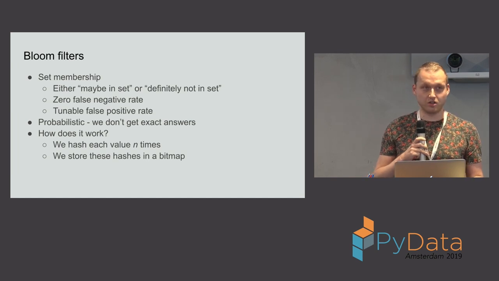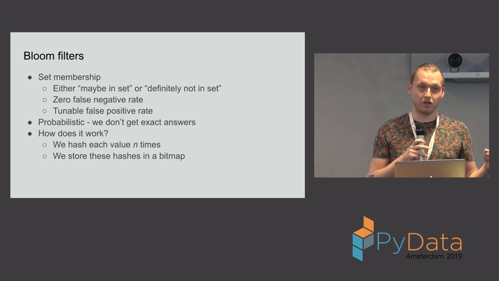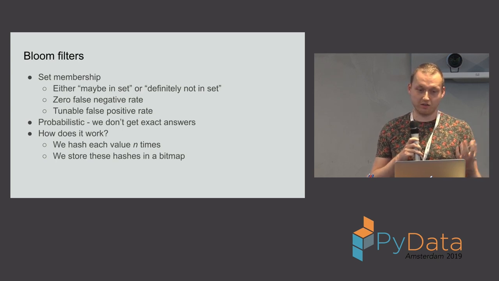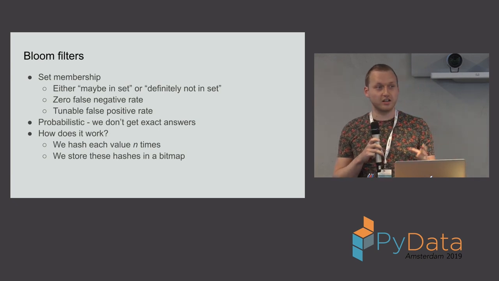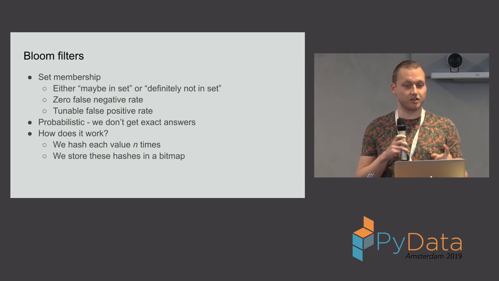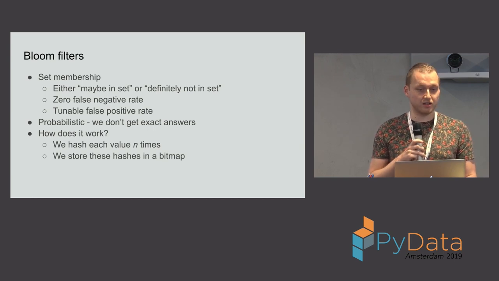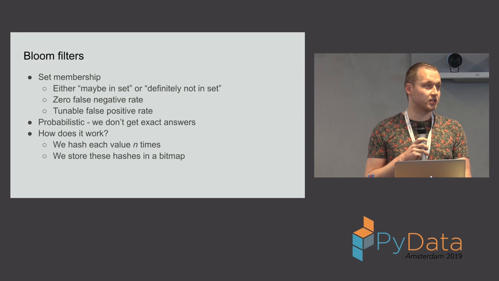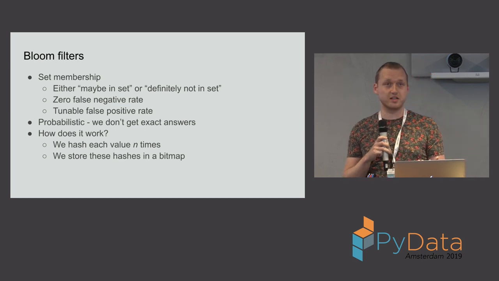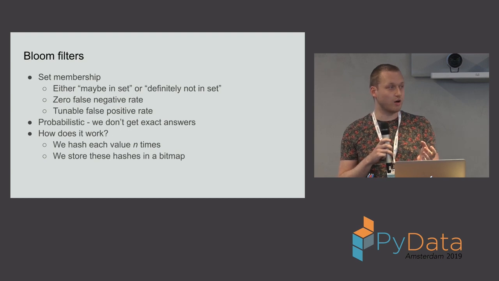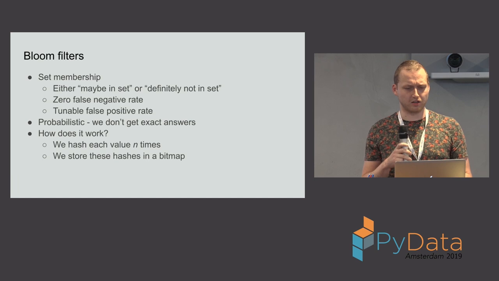What Bloom filters do is allow you to have a fixed piece of memory where you can save set information, and then you can query it and get two kinds of results. It's either going to tell you, yeah, this field is maybe in this set, or it's going to tell you it's definitely not in the set. Those are the only two answers that you can get, and you can tune how accurate it's going to be.